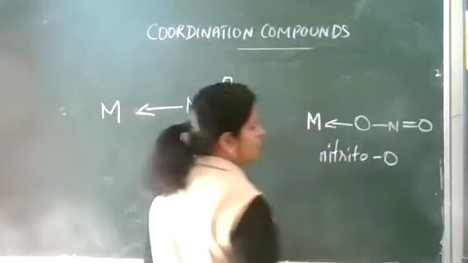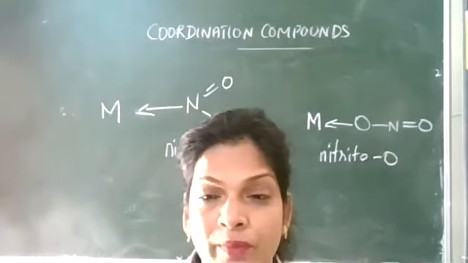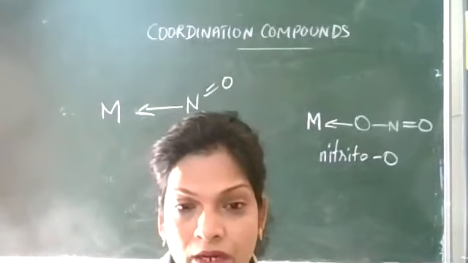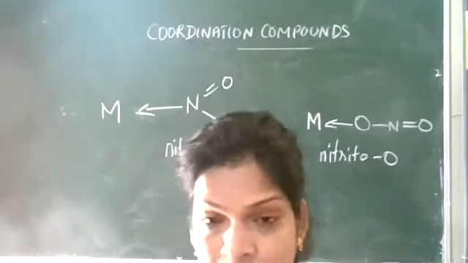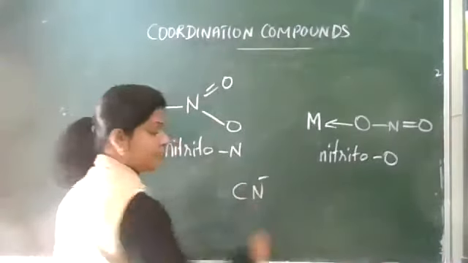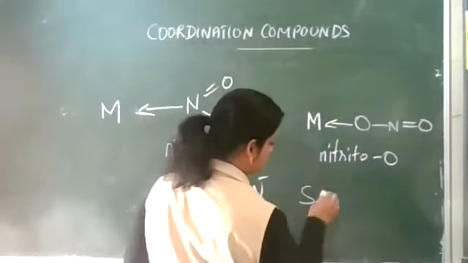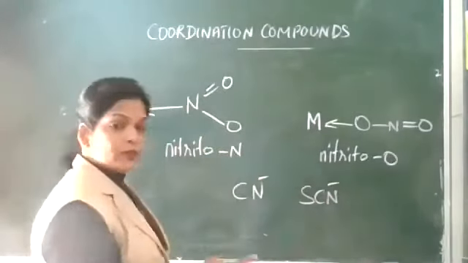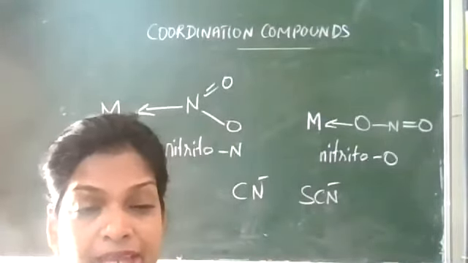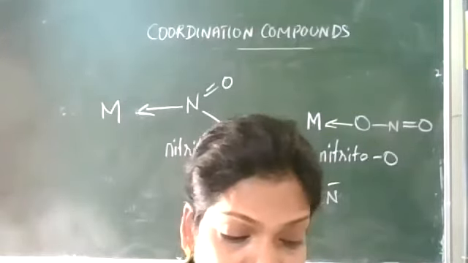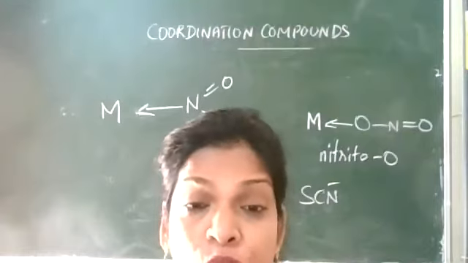If the ligands are negatively charged, then we will be adding O at the end: chlorido, bromido, iodido, nitrito, cyanido, thiocyanato. The name will end with O. If the ligand is negatively charged, the name ends with O: chlorido, fluorido, like that.